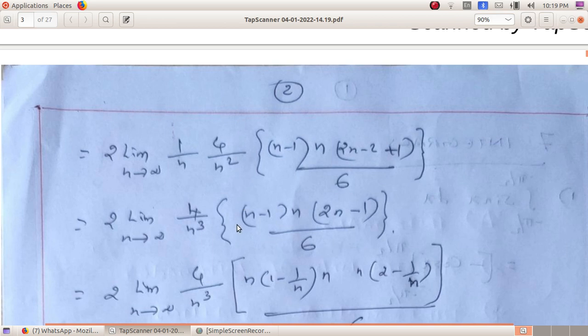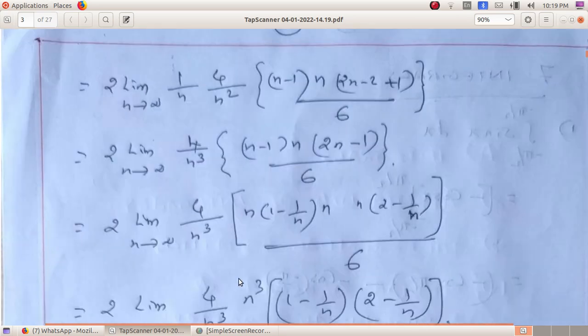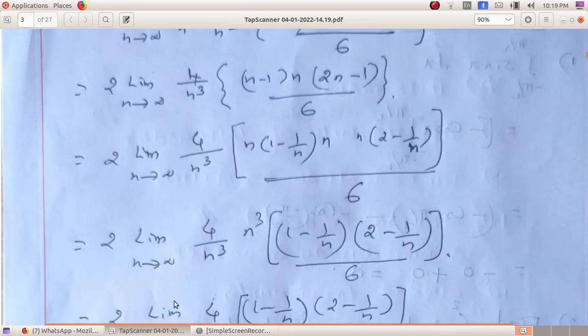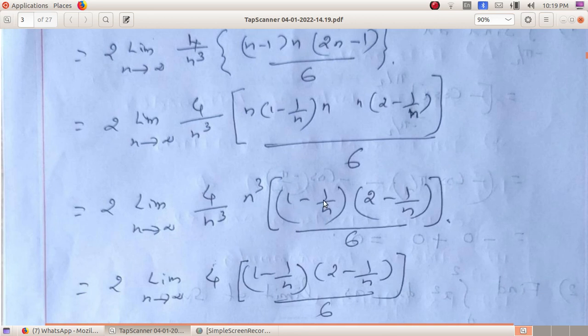From here we can take n outside, that is n into n is taken outside, then 1 minus, there is no n to take common, so 1 by n. N into 1 minus 1 by n, and this n is here. From here also n is taken outside, 2 minus 1 by n. So n cube and this n cube can be cancelled. So remaining is 1 by n into 2 minus 1 by n. When n tends to infinity, what?